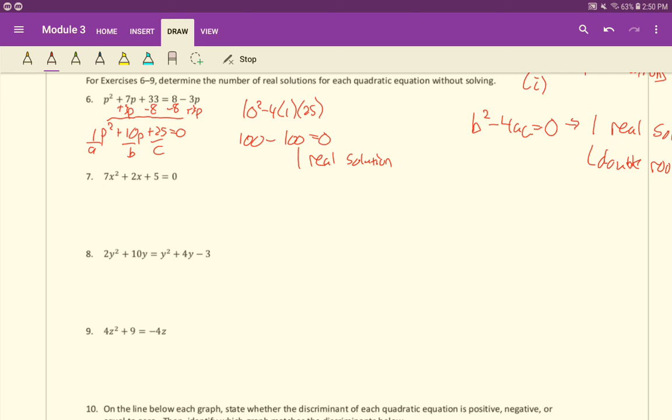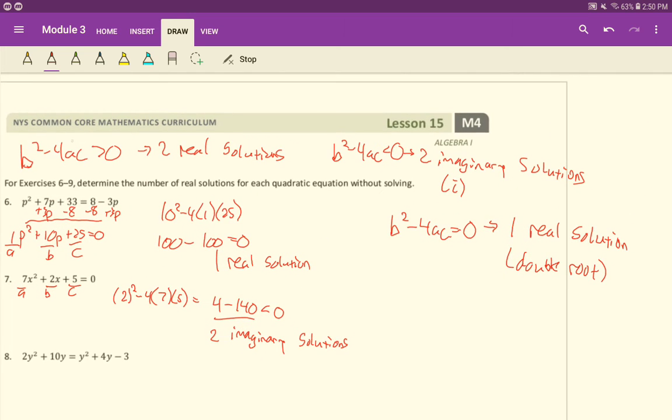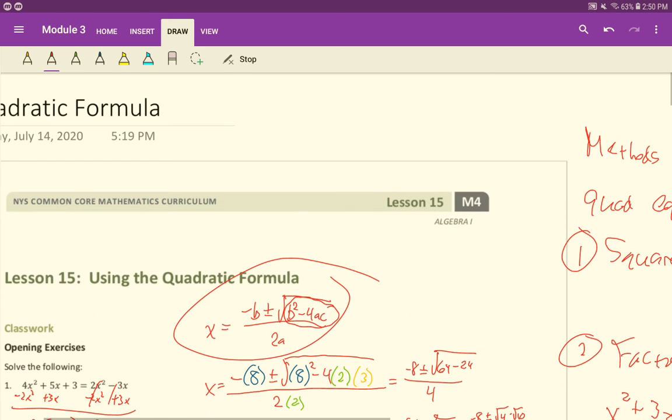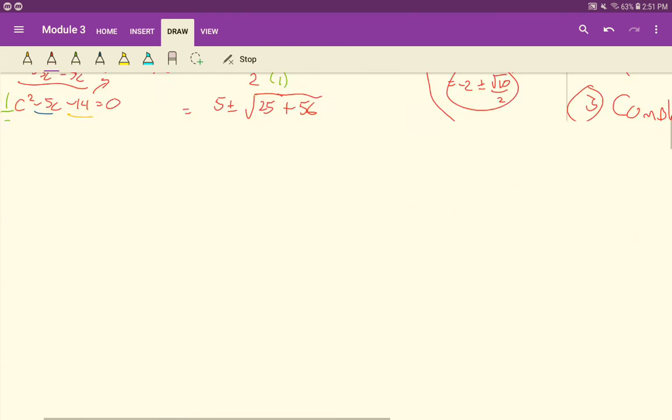All right, for number 7, we already have it in the correct form. A is 7, B is 2, C is 5, so we can just do 2 squared minus 4 times the a times the c and see what we get. So we get 4 minus 4 times 7, which is 28, times 5, which is 140. We can already see this is less than 0. We don't actually have to subtract it. We can just see it's going to be less than 0. So in other words, there will be two imaginary solutions. We know they're imaginary because this is going to be a negative number. And remember, the discriminant, this b squared minus 4ac, is the part that's underneath the square root. So we're taking the square root of a negative, and that's what causes us to have imaginary numbers.